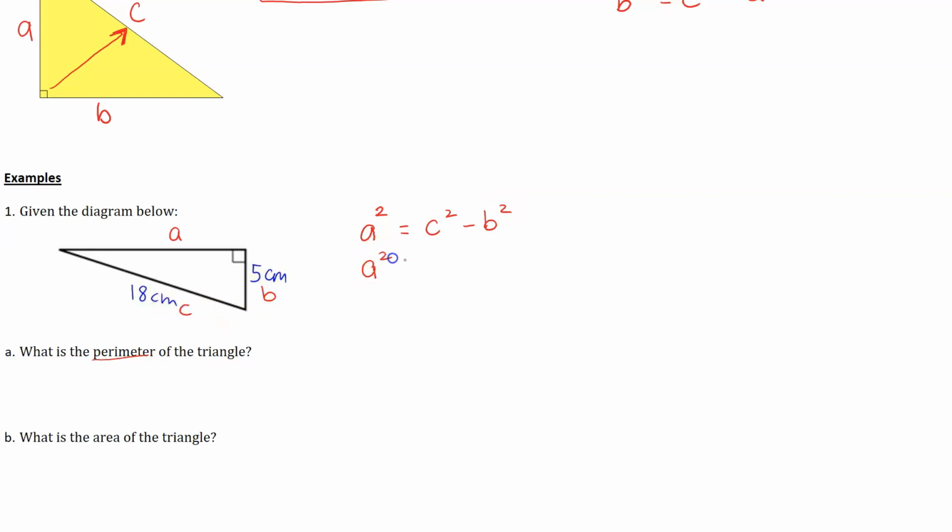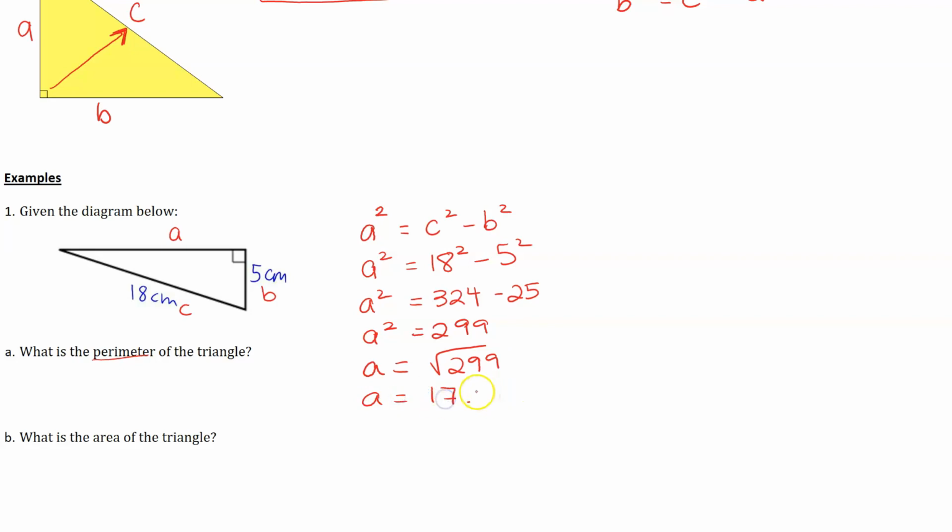To work out A, what we have to do first is plug B and C into our formula. We square 18, which is 324, and then subtract from that 5 squared, which is 25. So A squared is equal to 299, and to work out A, we take the square root of 299, which, using my calculator, gives me 17.3 to 1 decimal place, and that's 17.3 centimeters.